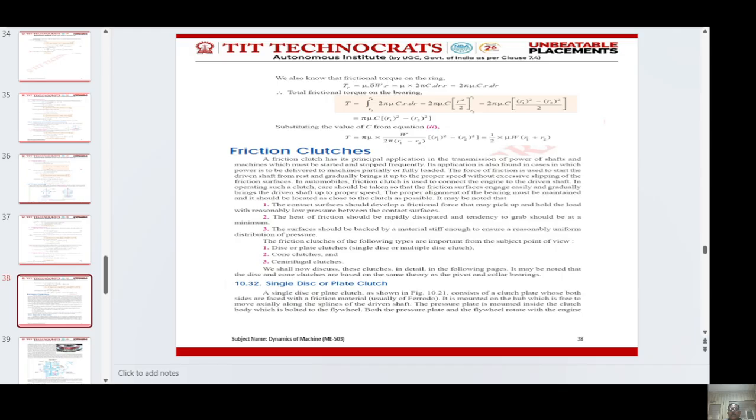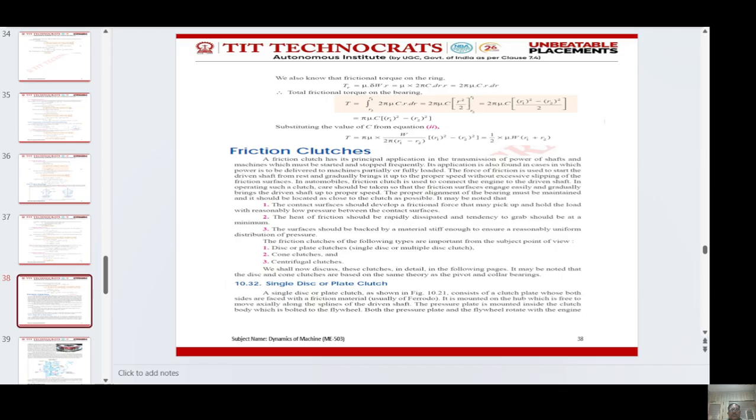The proper alignment of the bearing must be maintained and it should be located as close to the clutch as possible. It may be noted that there are three important types of friction clutches. First is the disc or plate clutch, single disc or multiple disc clutch. Second one is the cone clutch and third one is the centrifugal clutch.